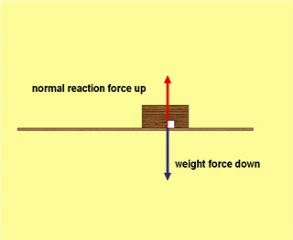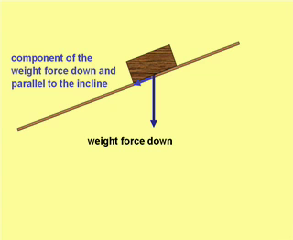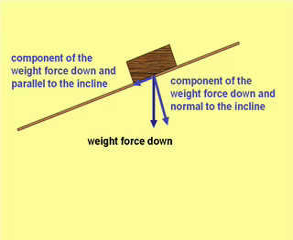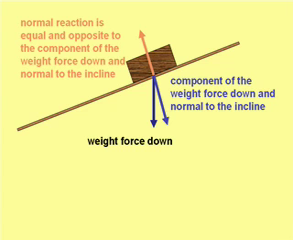If we then tilt this plank, we'll find that the block will still remain in position. It doesn't start sliding. It has a weight force acting down, but we can actually look at two components of that weight force. We can consider one component acting straight down the incline, parallel to the incline, and another component at right angles or normal to the incline. Let's have a look at each of these components in turn. First of all, we'll look at the normal component. Now we know that that normal component will experience a normal reaction force, which will be equal and opposite to the normal weight component.